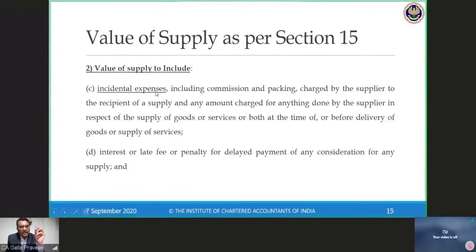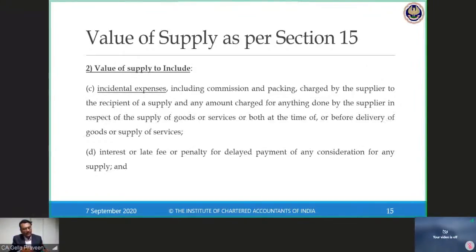Coming back, point number D, it says any interest or late fee or penalty for delayed payment of any consideration for any supply. It says when you talk about your transaction value, if at all there is an interest, if there is a late fee, if there is a penalty, I repeat, any of these elements which are compensating in nature, which are financial transactions, which are finance charges kind of thing, if I recover anything from my customer, please include for the purpose of valuation. That is what this particular provision says.